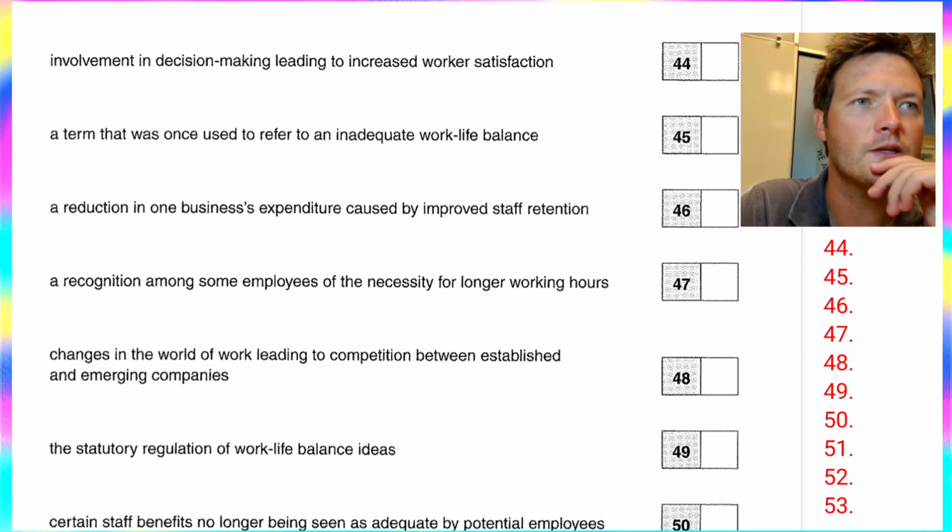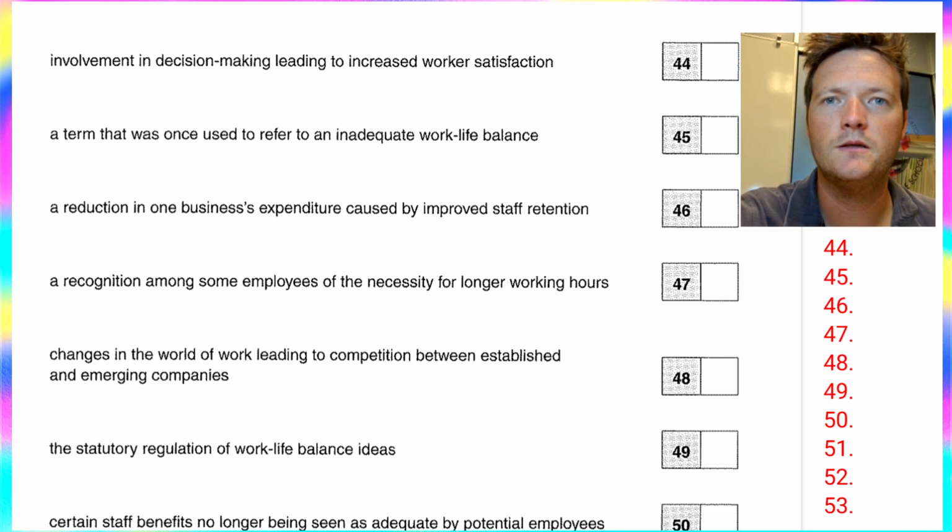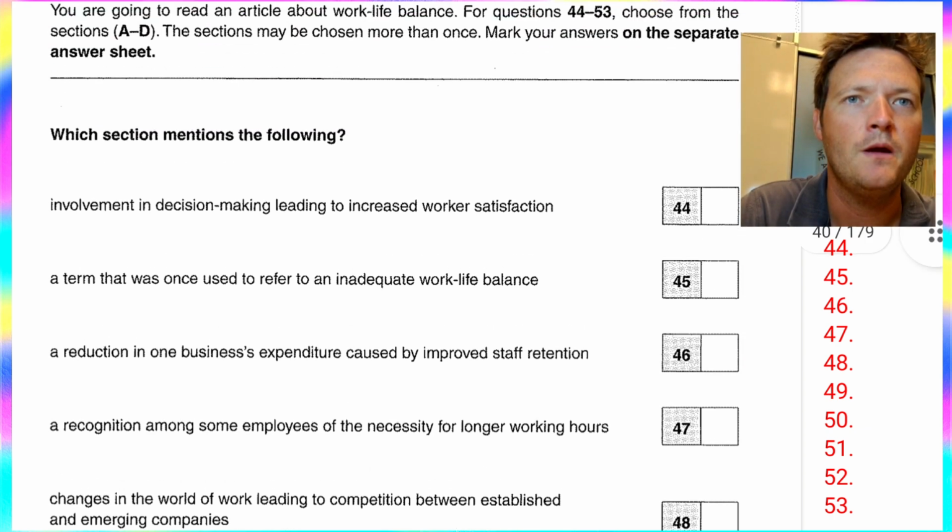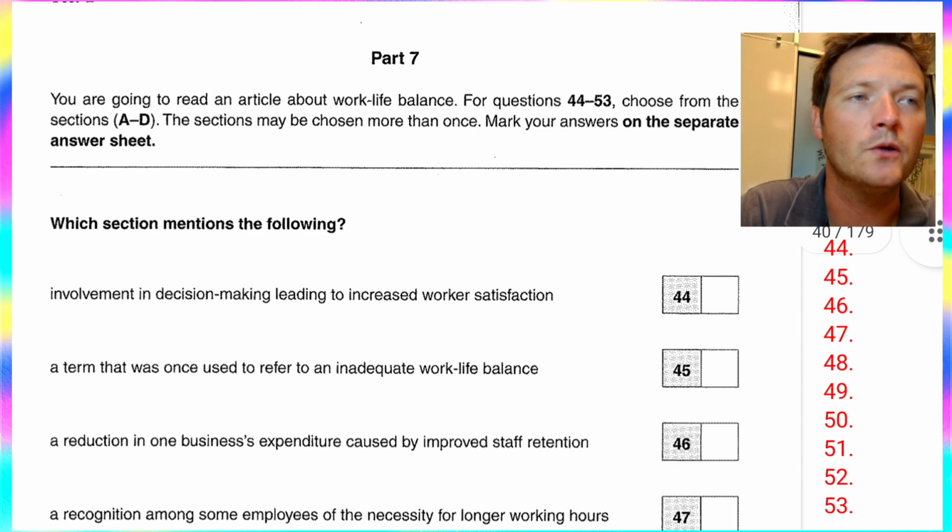Okay, so in today's video, we're going to take a look at part 7 of the CPE C2 Proficiency exam, the reading and use of English paper of that exam. Part 7 looks like this.